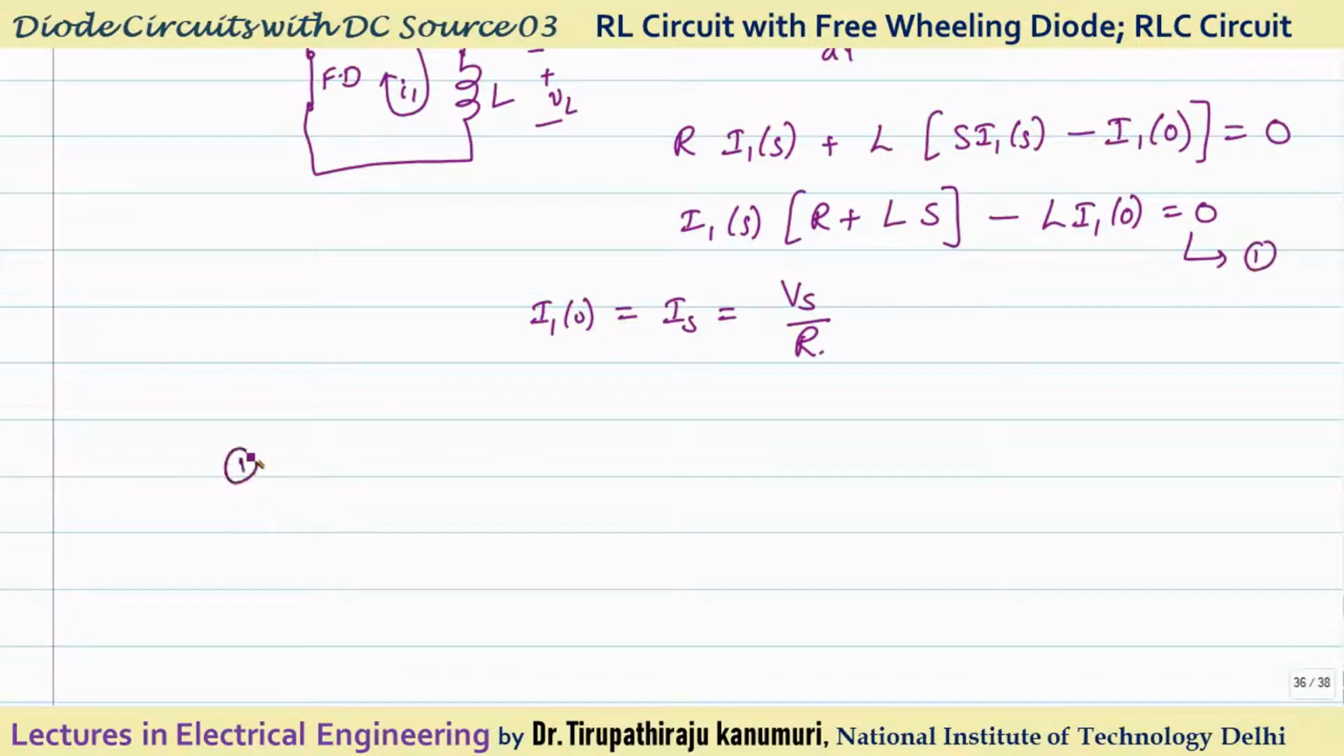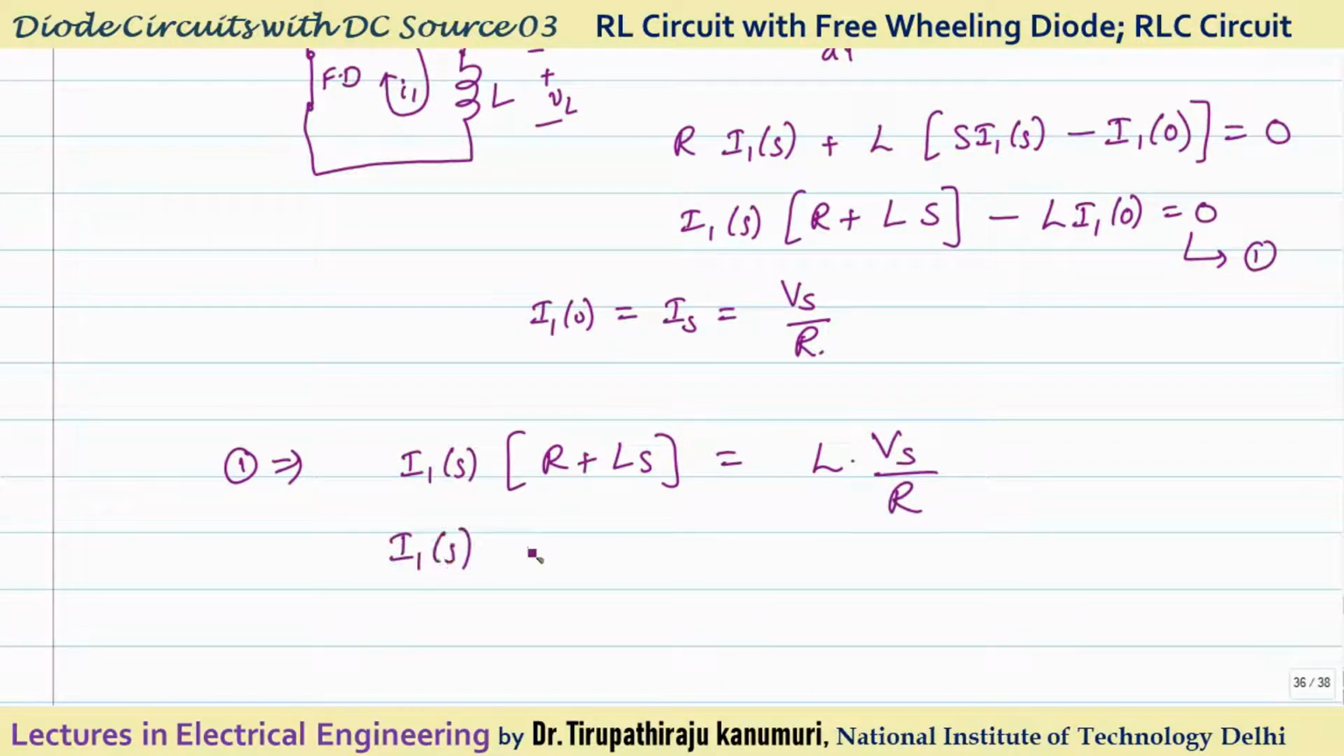Because of this, equation number 1 becomes I1(s) into (R plus Ls). This will be equal to L into Vs divided by R, because this minus is there, I am taking it to the second side. This side also I am taking L common. So this will become I1(s) into L into (R by L plus s).